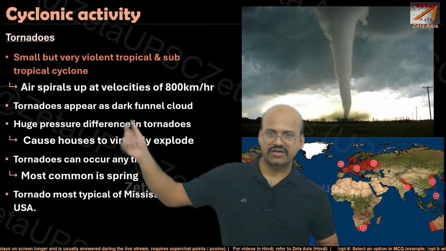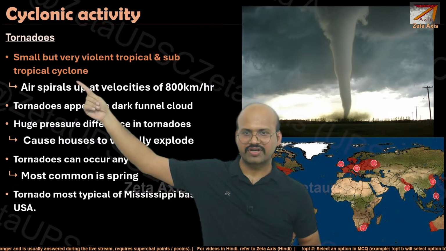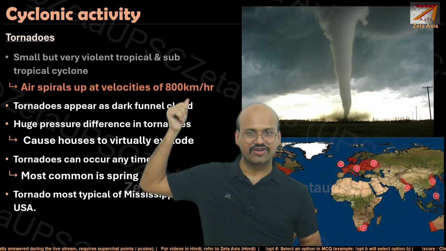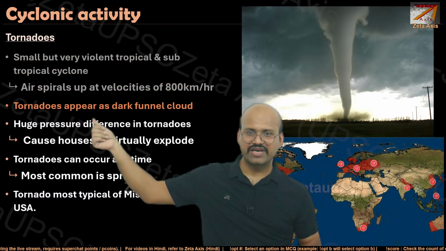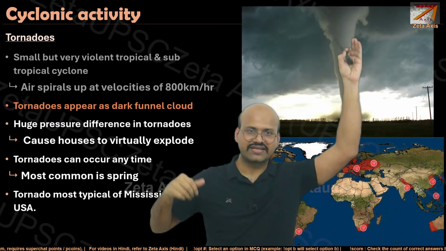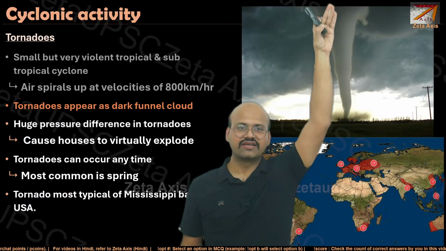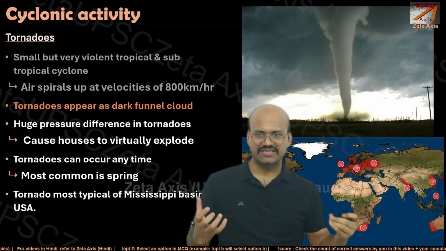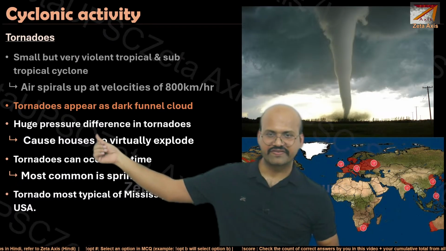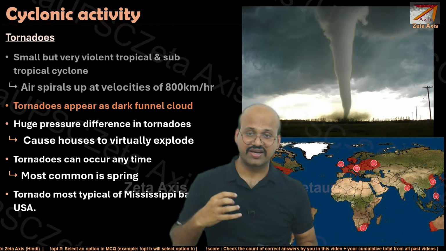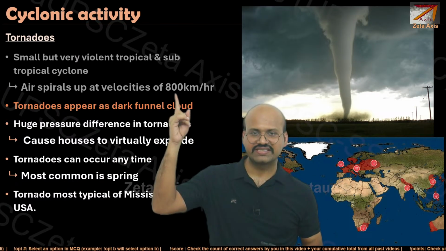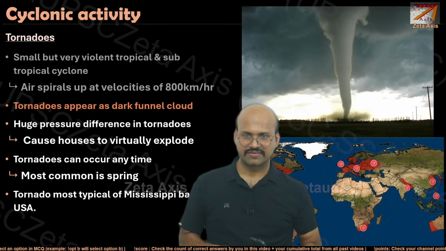They are small but very violent tropical and subtropical cyclones. Air spirals up at a velocity of 800 km per hour. They appear as dark funnel clouds. So we can see that this is a dark funnel, and at the top end of the funnel there will be these dark clouds. There is a huge pressure difference in tornadoes. We have seen that the pressure gradient is very high, which causes these high wind velocities.